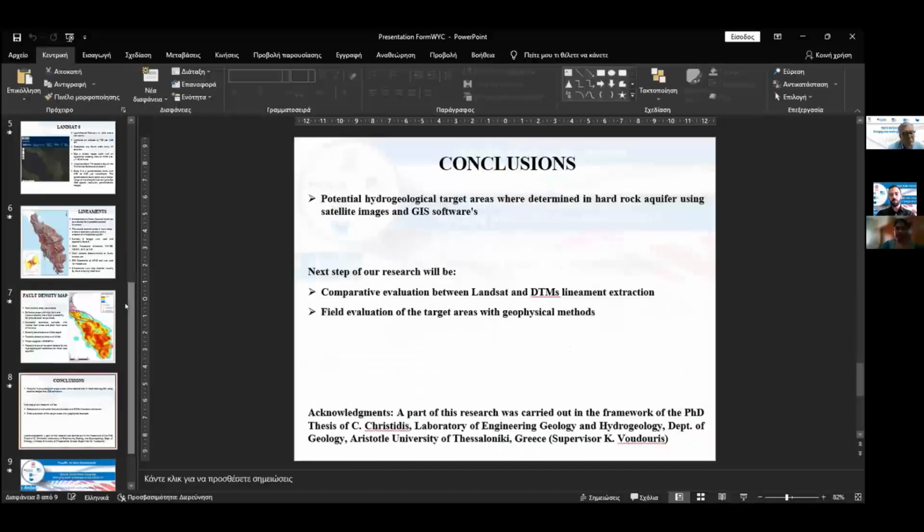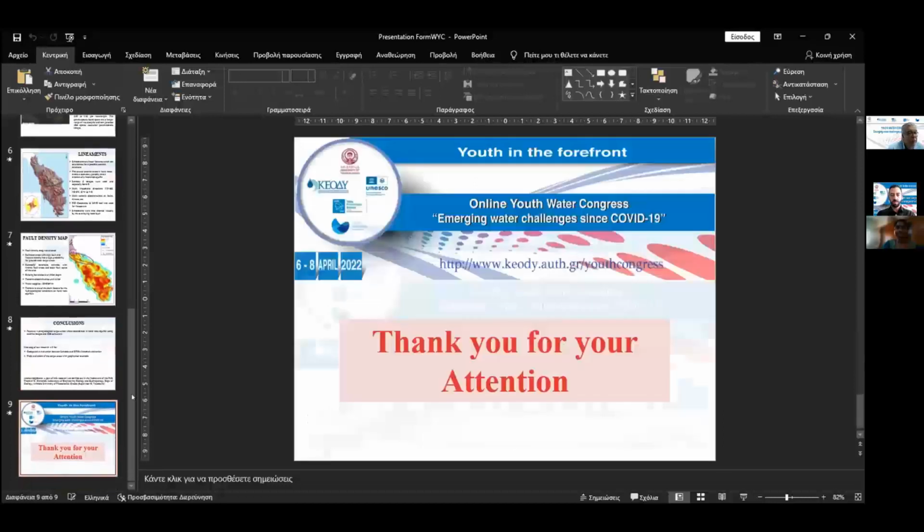In conclusion, potential hydrogeological target areas were determined in hard rock aquifer using satellite images and GIS software. The next step for research will be a comparative evaluation between Landsat and digital terrain models lineament extraction, and field evaluation for the target areas with geophysical methods. Thank you very much for your attention.